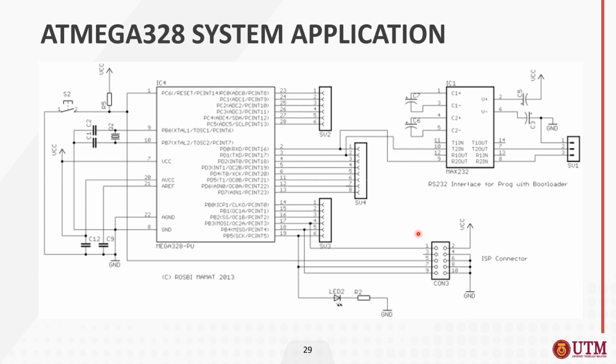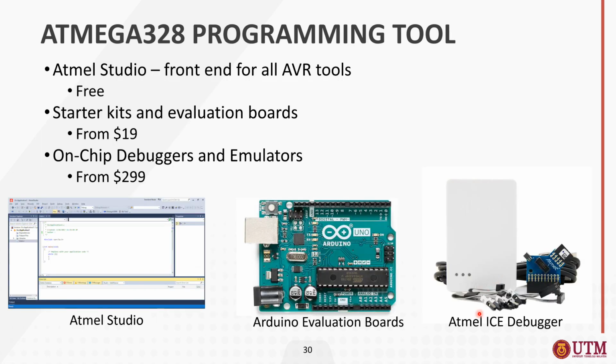All right, and then this is the RS232 interface to program with the bootloader. This is the interface which is already connected to the bootloader and so on. And this is the ISP connector. So all of this chip is already connected to external peripherals to make it easier for you to program. Right. So next we proceed with the Atmega 328 programming tool.